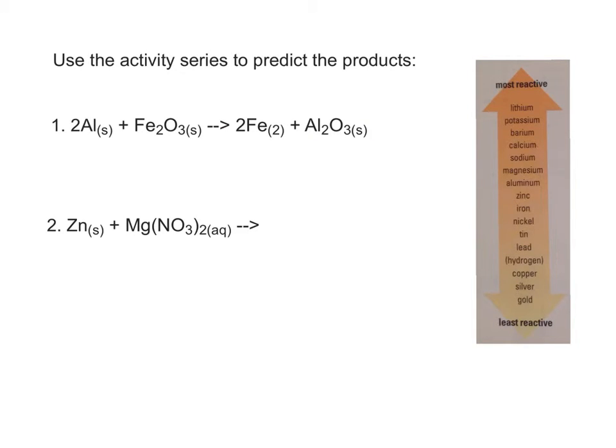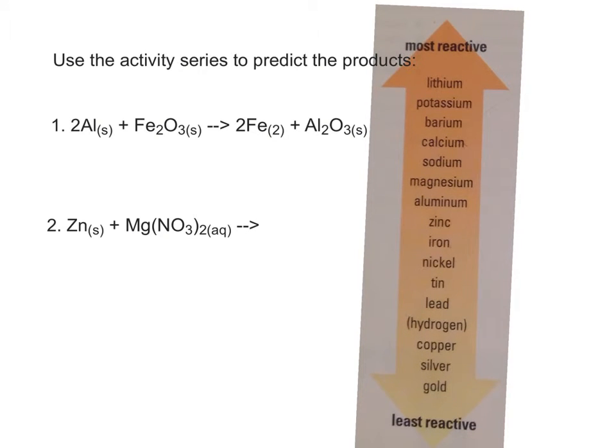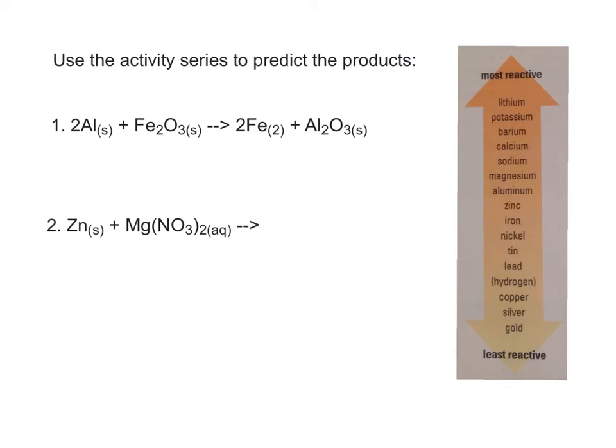In our next example, we have zinc and we have magnesium nitrate, and we want to know what our products are if we get a single displacement reaction. So we need to look at our activity series again, looking over here. We see that we have zinc here and we have magnesium above it on the activity series. So because magnesium is above zinc on the activity series, zinc will not replace magnesium in a single displacement reaction. So that means we basically just get no reaction. And that's what we write for the products, no reaction.